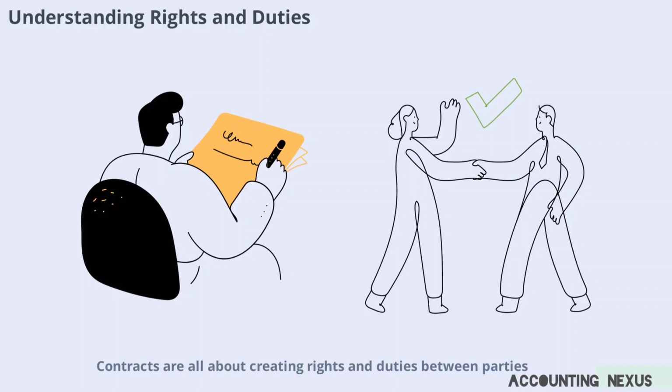Contracts are all about creating rights and duties between parties, but what happens when those rights or duties need to change or end? In the legal world, a right is a privilege protected by law, giving one person a claim against another. This claim could be for money, goods, services, or even to prevent someone from doing something.